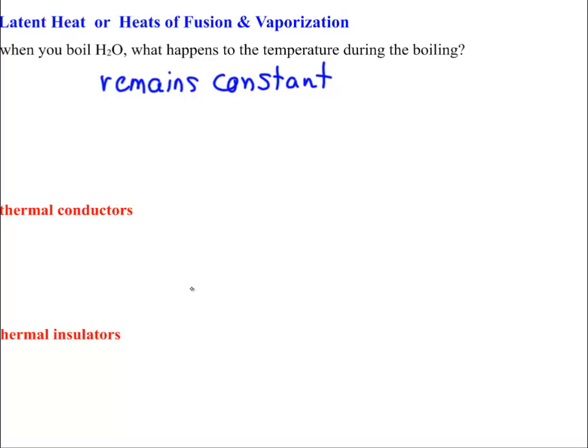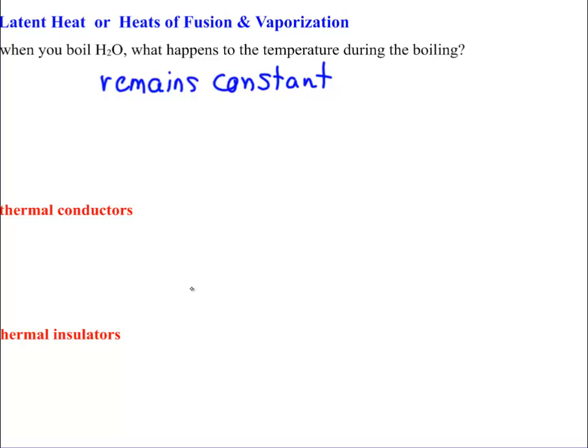If you turn the heat up higher, bigger flame, hotter burner, it won't boil at a hotter temperature. It will simply boil more vigorously. More of the particles in the liquid will get enough energy so they can go from liquid to gas. But the temperature doesn't change until all that liquid has become gas.